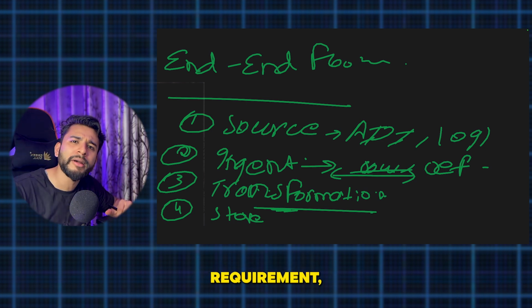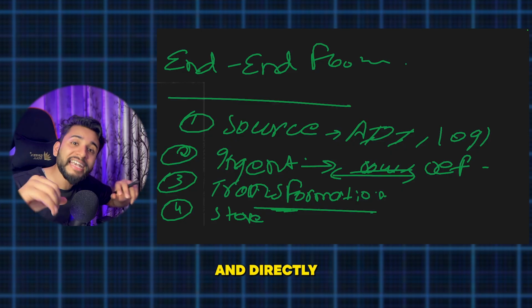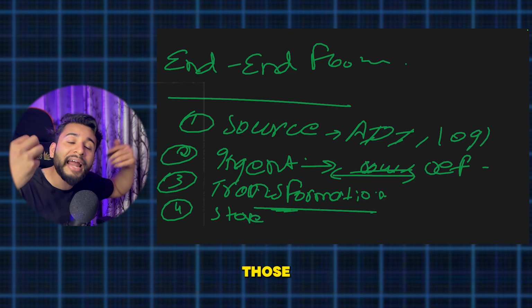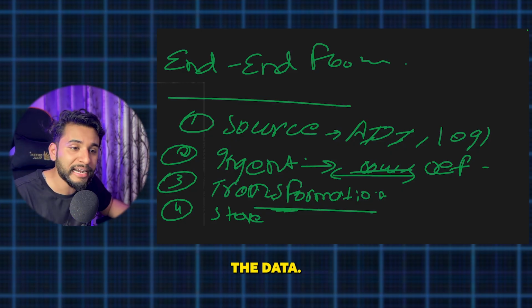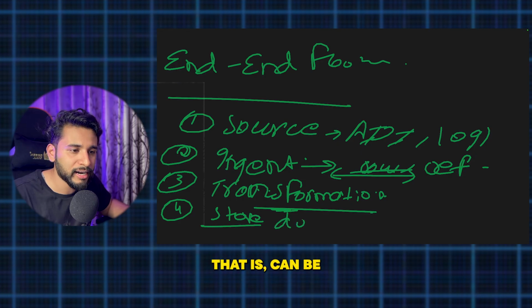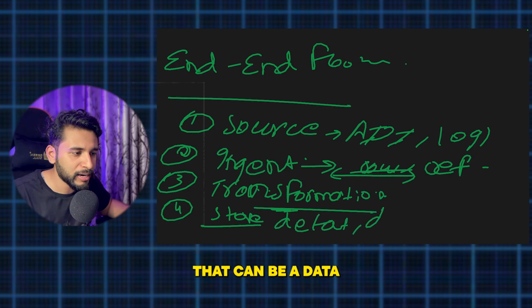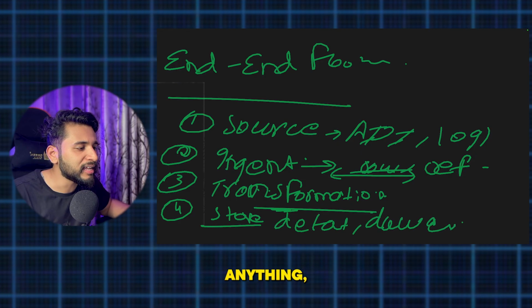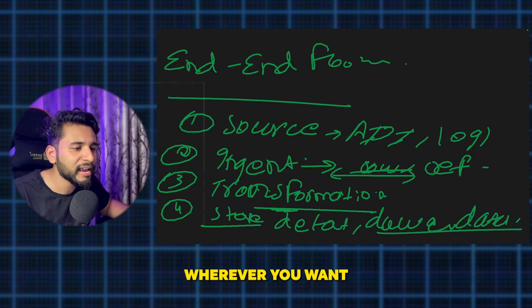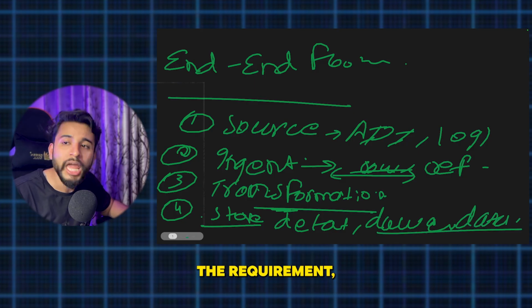That is the main requirement, na? So that a person can come and directly query on those things. All those things are called storing the data. You need to store the data somewhere. That can be a Delta table, a data warehouse, a database, anything. Wherever you want to store the data as per the requirement, you can store it.